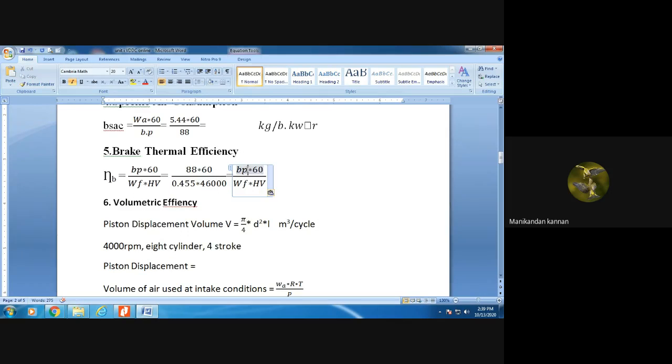See, I will explain you. What is the unit for brake power? Kilowatt. What is the unit for WF? Kilogram per minute. Okay, kilogram per minute.